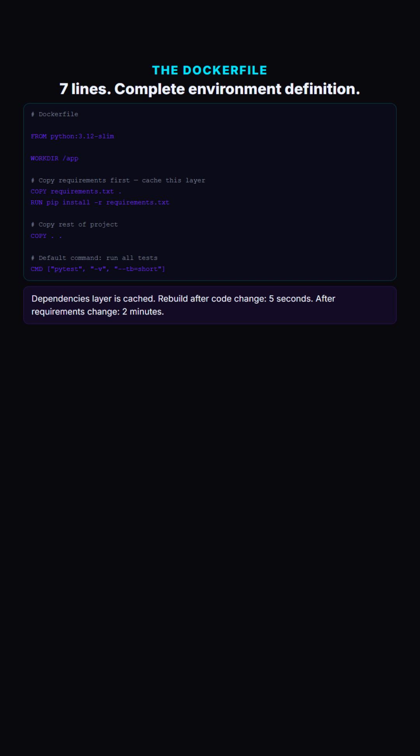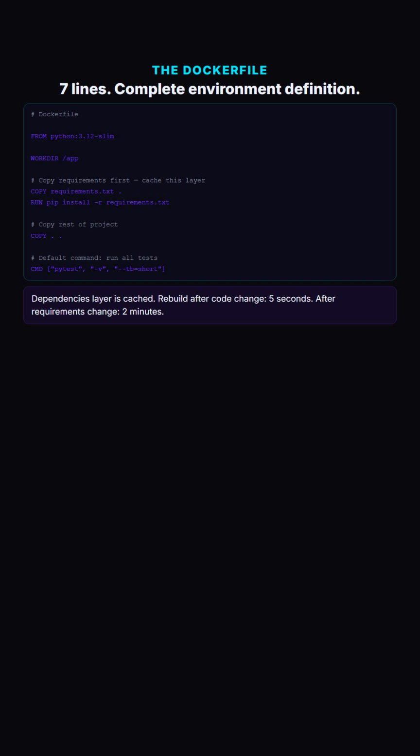The first line is FROM python:3.12-slim. This sets the base image. The slim variant is a lightweight version of the official Python image that includes only what is needed to run Python, without the full development toolchain. The second line is WORKDIR /app, which sets the working directory inside the container. The third and fourth lines copy requirements.txt into the container and run pip install.